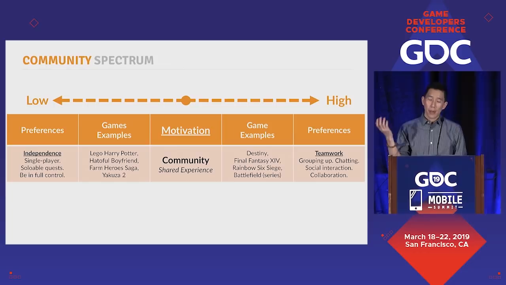So on the high end, we see games like Destiny, Final Fantasy XIV, MMOs, and online team-based shooters that emphasize teamwork and collaboration. On the low end, we see games that emphasize independence, soloable campaigns, and content like Lego Harry Potter and Farm Hero Saga, games where you're always in full control of the game experience.